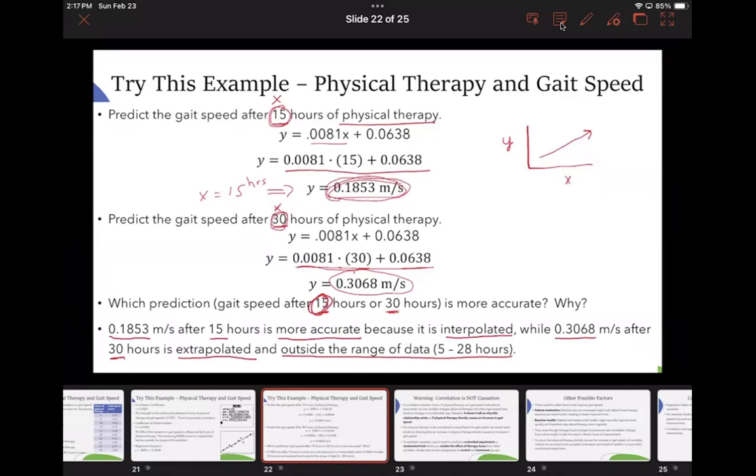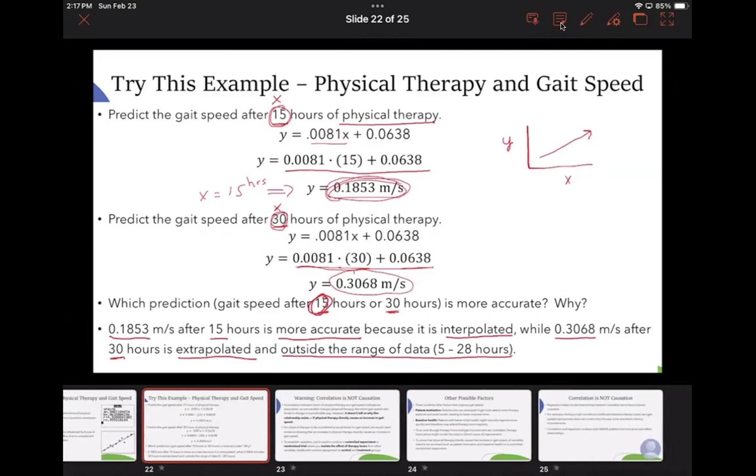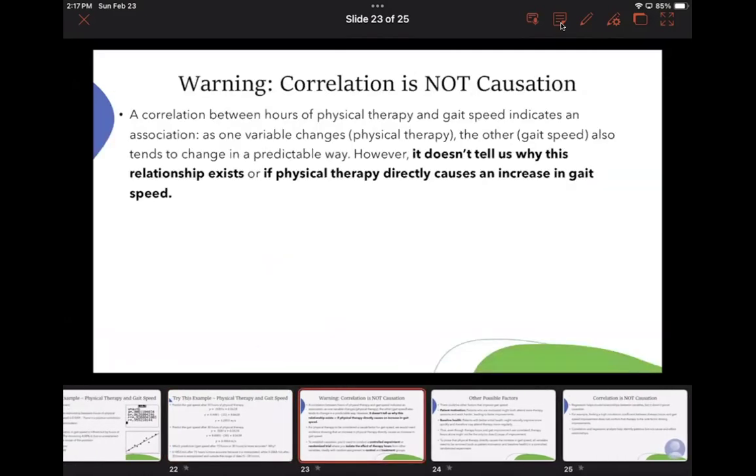Okay, so let's finish this lecture with a discussion on correlation and causation. Correlation is not causation. Correlation between hours of physical therapy and gait speed indicates that we have an association. As one variable changes, that is physical therapy, the other changes, gait speed. And it changes in a predictable way. In this sense, it goes up. As we increase physical therapy, gait speed also increases.